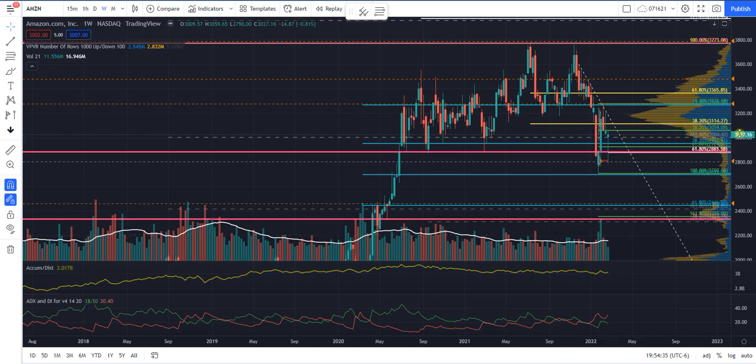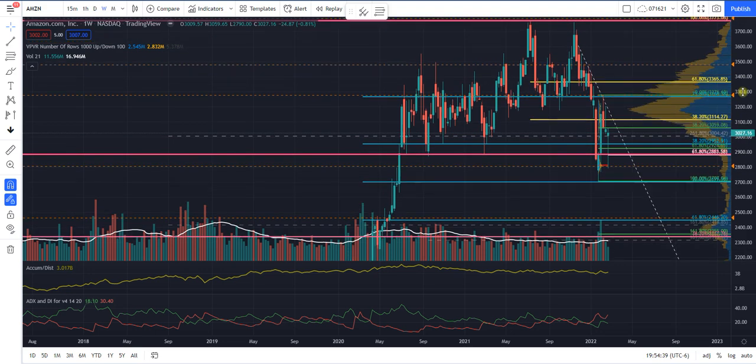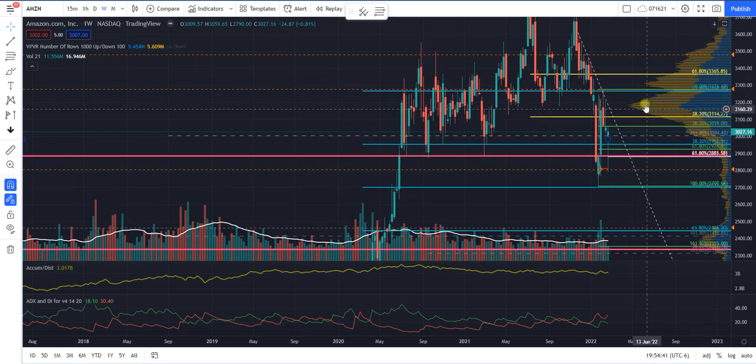So, Amazon needs to regain 34.14, that's the tertiary 38.2, and break back up into this volume. If it doesn't, there's not a lot of volume below price, and so if we do keep continuing to see a break at that 29.52 to 28.83 range, it is susceptible for price to move lower.